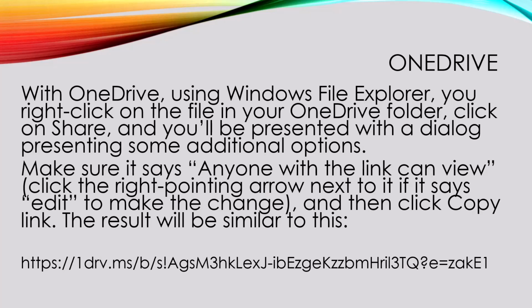With OneDrive, using Windows File Explorer, you right-click on the file in your OneDrive folder, click on Share, and you will be presented with a dialog presenting some additional options. Make sure it says, "Anyone with the link can view." Click the right pointing arrow next to it if it says Edit to make the change. And then click Copy Link. The result will be similar to what you see on the screen.